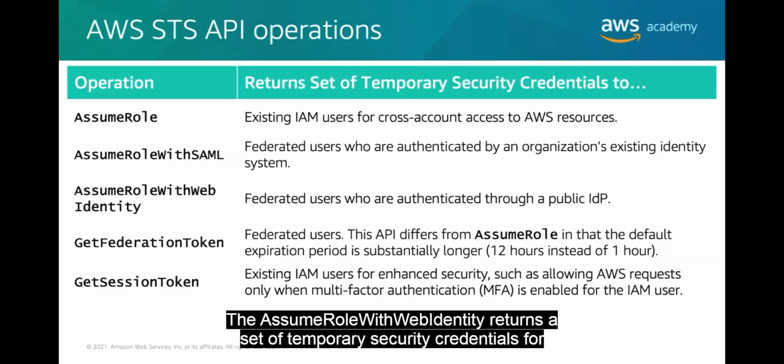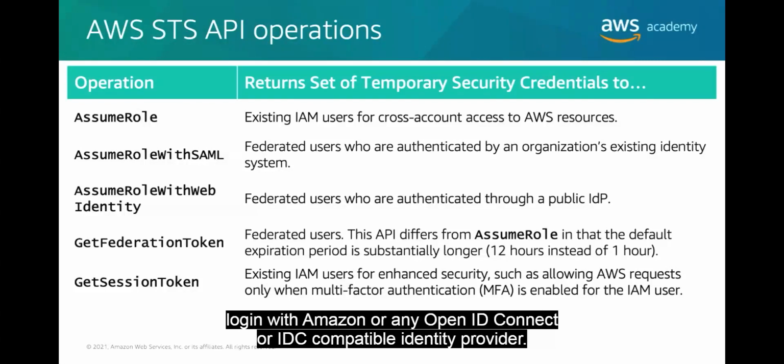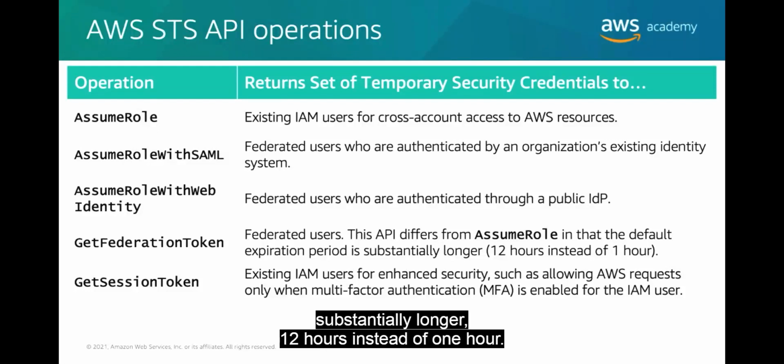The assume role with web identity returns a set of temporary security credentials for federated users who are authenticated through a public identity provider, such as login with Amazon or any OpenID Connect, OIDC, compatible identity provider. The Get Federation token returns a set of temporary security credentials for federated users. This API differs from assume role in that the default expiration period is substantially longer, 12 hours instead of 1 hour.